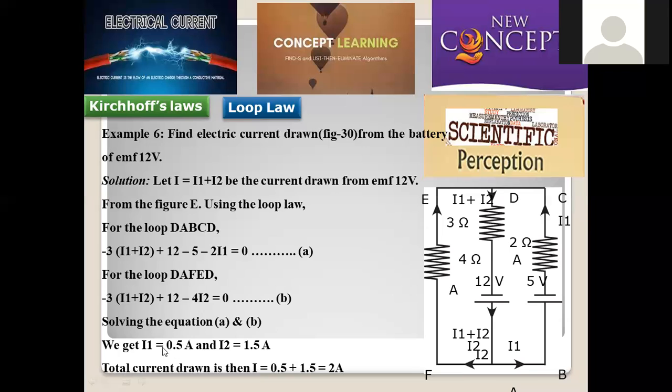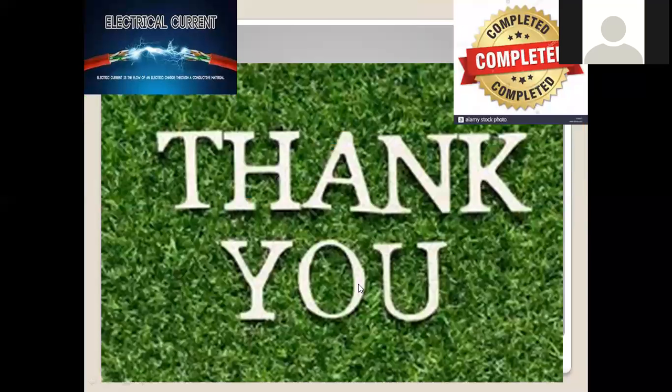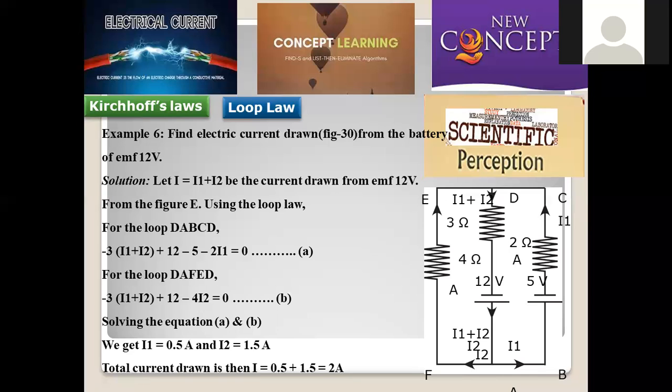We get I1 equal to 0.5 amperes. The strength of the current I1 is given here as 0.5. I2 is given as 1.5 amperes. Total current is equal to how much? I is equal to I1 plus I2, as mentioned in the starting step itself. Now we take the sum, 0.5 plus 1.5. It will become 2 amperes. The strength of current is 2 amperes. So in this way, the problem got solved.